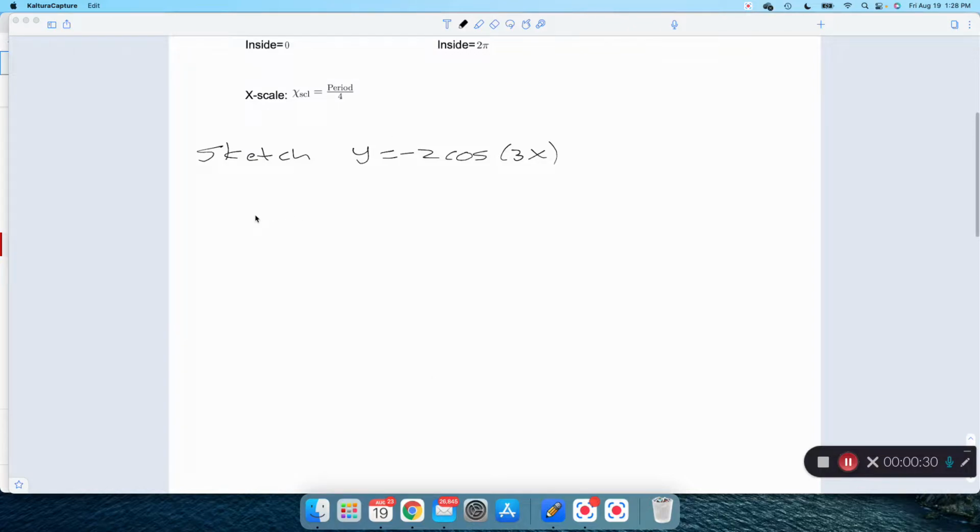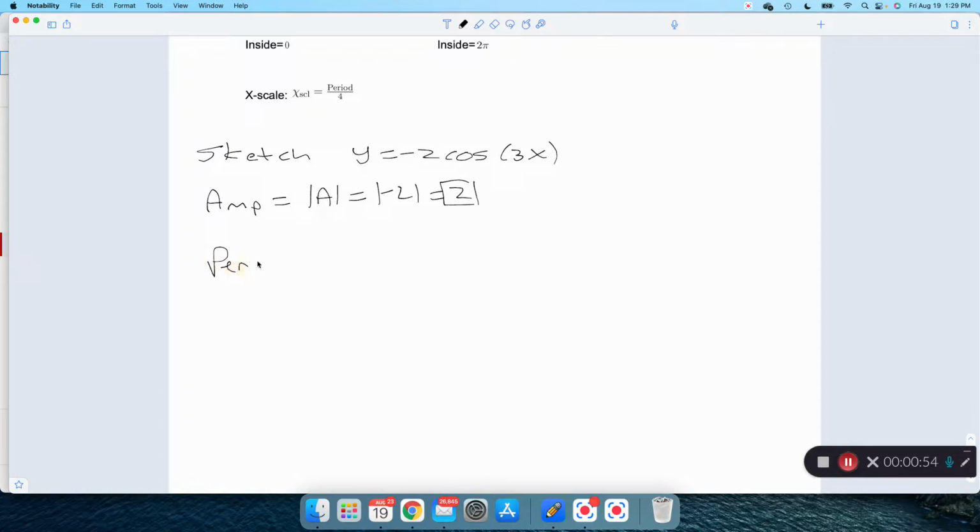Okay, so we approach this the same as the rest. It's always the same process. Our amplitude is always the absolute value of A. A is the number multiplying your sine or cosine. In this case, that's -2. The absolute value of -2 is +2. Amplitude's always positive.